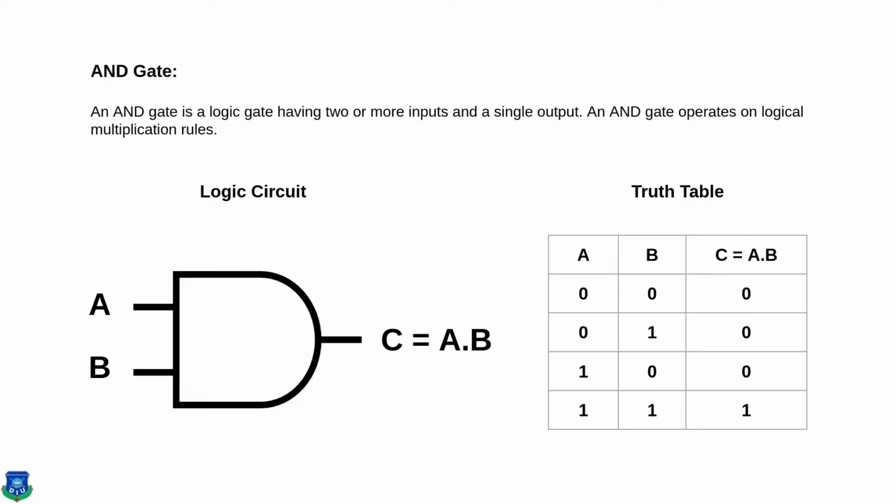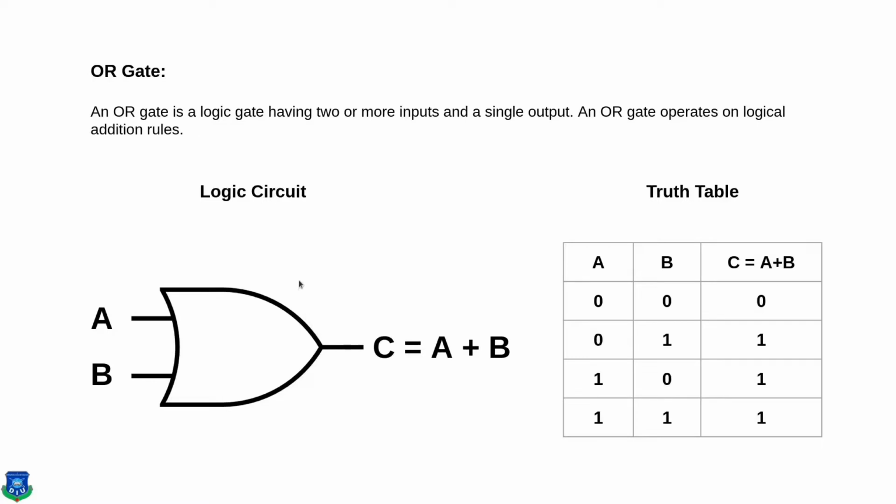AND gate. An AND gate is a logic gate having two or more inputs and a single output. An AND gate operates on logical multiplication rules. Here is the logic circuit of an AND gate. If we look at the truth table, we will see that in this gate, if either of the inputs is low, then the output is also low. If all the inputs are high, then the output will also be high.